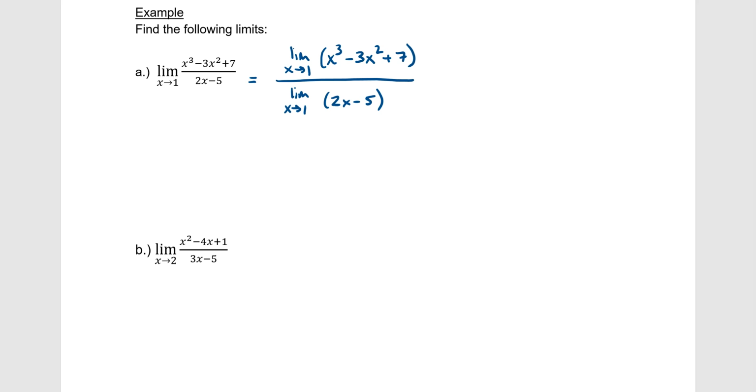So I'm not going to show every single step here because we already did this in the past few minutes. So the limit of the numerator, technically we would do the limit of x times the limit of x times the limit of x minus the limit of 3 times the limit of x times the limit of x plus the limit of 7. Technically you would do that, and you would get 5 in the numerator. In the denominator, calculating this limit just like we have been in the past, we would end up getting negative 3. So our answer will be negative 5/3.